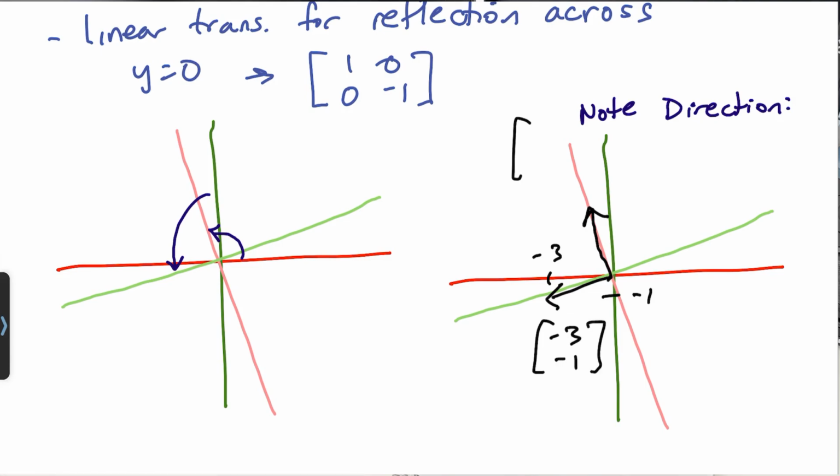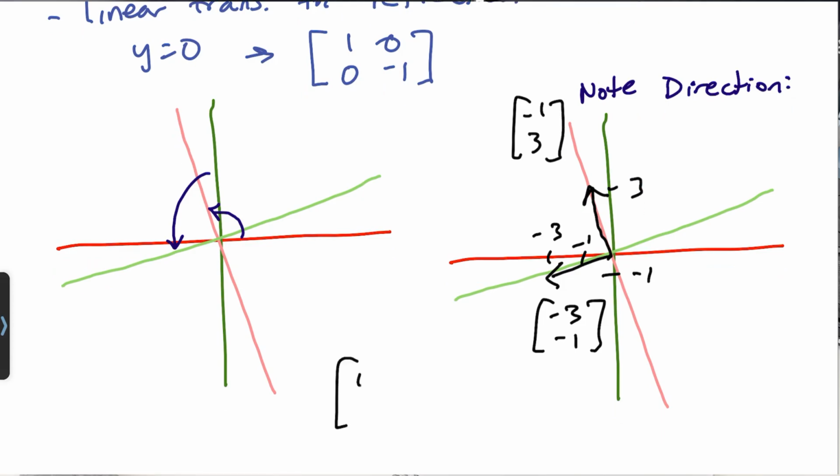And then for this one, you're moving to the left by negative 1 and you're increasing by 3. So it's going to be negative 1 and 3. And so while we had 1, 0, 0, 1 originally, our new basis vectors are going to be negative 1, 3 and negative 3, negative 1.